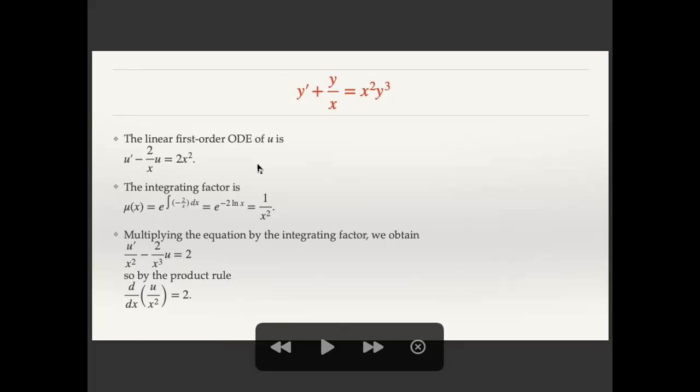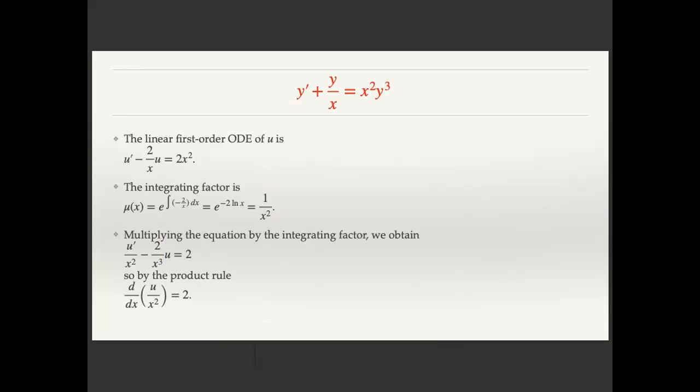So now we multiply the whole equation by 1 over x squared, and we get that u prime over x squared minus 2 over x cubed times u is equal to minus 2. And again, we can only do this when x is not equal to 0. So in this equation, x equal to 0 is also a special case that needs to be examined separately when solving initial value problems.